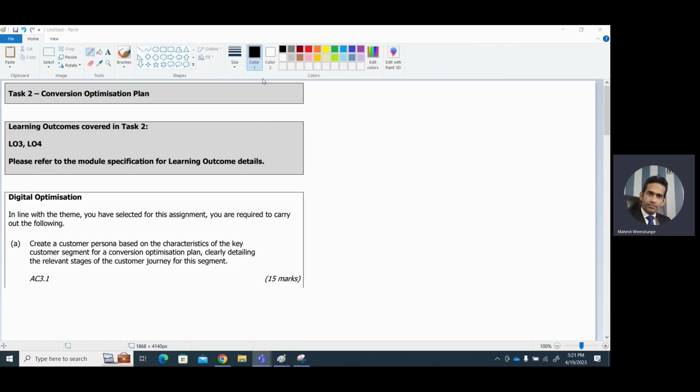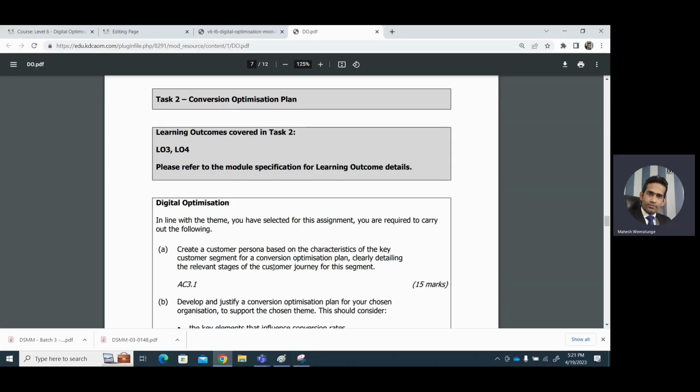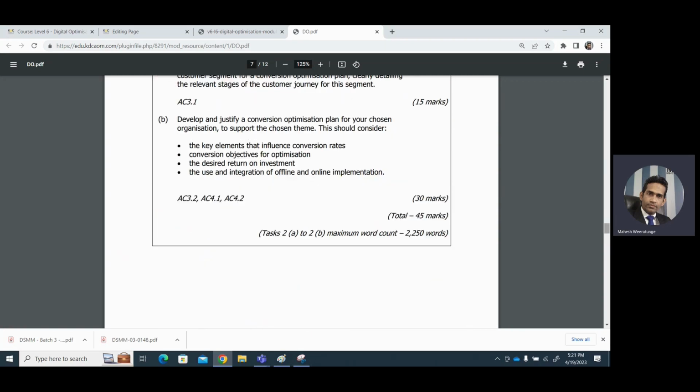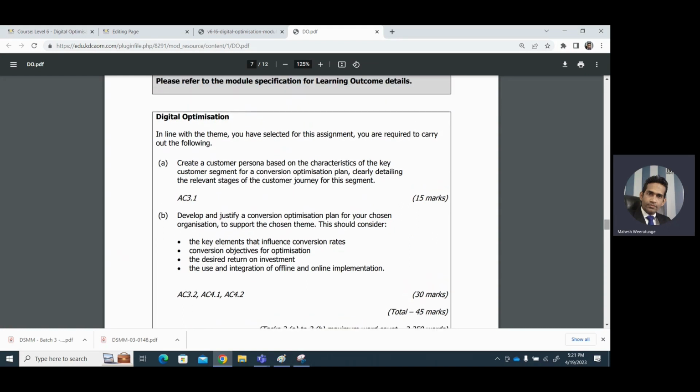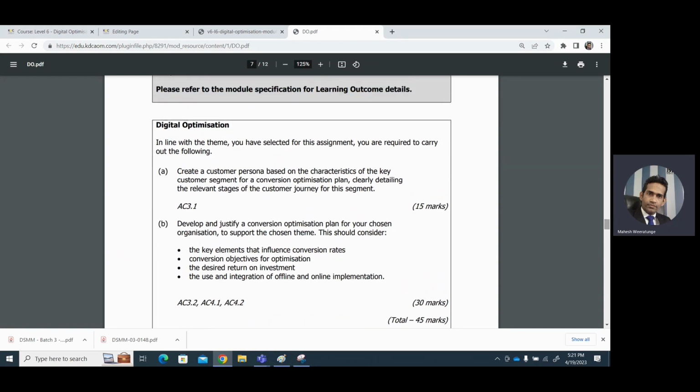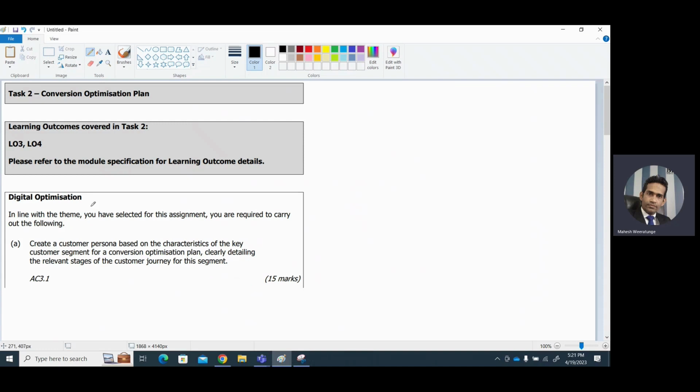So in task 2, the total marks allocation is 45. Out of that, 15 marks are allocated for task 2 part A, which means you are talking about 750 words. You have to be careful, right? Because you have to manage with whatever the given resources.